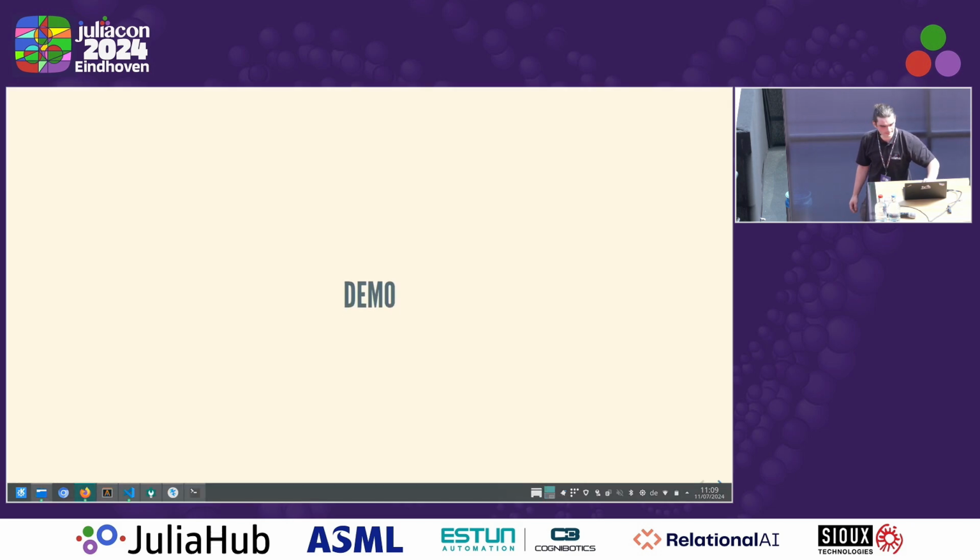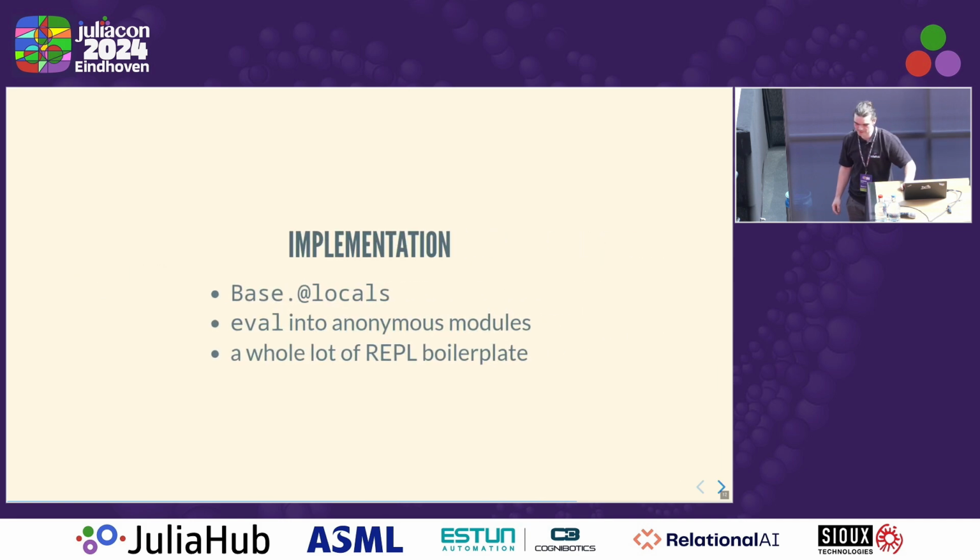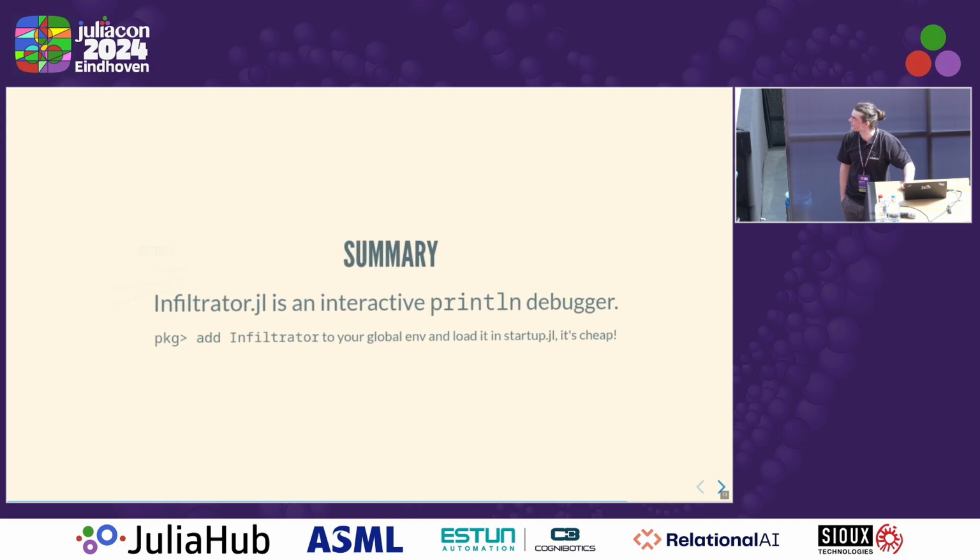Anyways, I'm running out of time, so I'll switch back to my slides. When it comes to the implementation of this, it's pretty basic. It uses Base.addlocals, which got introduced in Julia 1.1 or something. So it should be fairly widely compatible with many Julia versions. And then there's a bunch of eval magic into anonymous modules. And there's a whole lot of REPL boilerplate. But yeah, it's not rocket science.